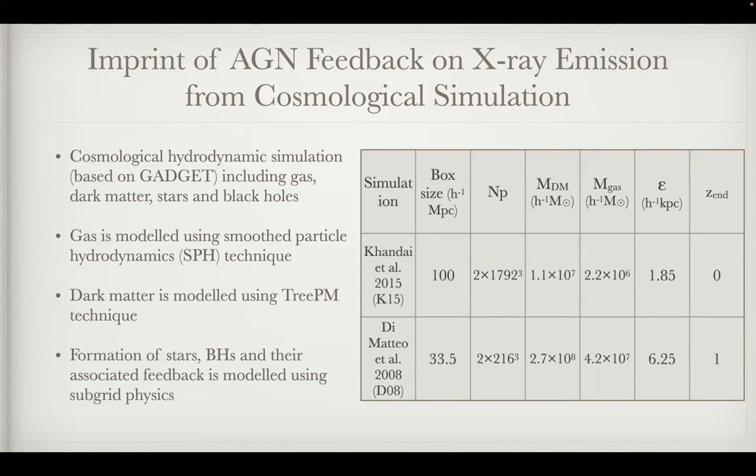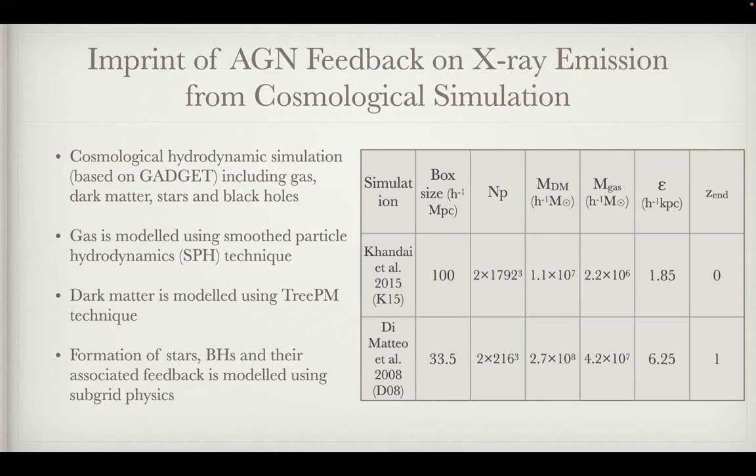Now, we have carried out most of our work in this thesis using cosmological simulation, as it has certain advantages of its own over the other techniques that are used to study this AGN feedback phenomenon. Throughout our thesis, we have used two sets of cosmological simulation, one run by Khandai et al. 2015 and another by Di Matteo et al. 2008. Both are cosmological hydrodynamic simulations based on the Gadget code, and they include various components of the universe such as gas, dark matter, stars, and the associated supernova feedback, and most importantly, the supermassive black holes and their feedback. Here in this table, you can see the parameters of both the simulations.